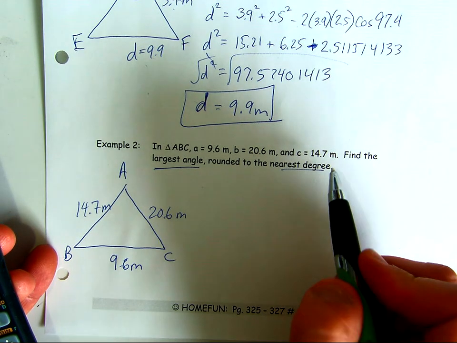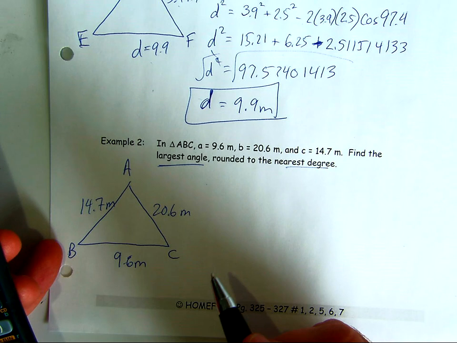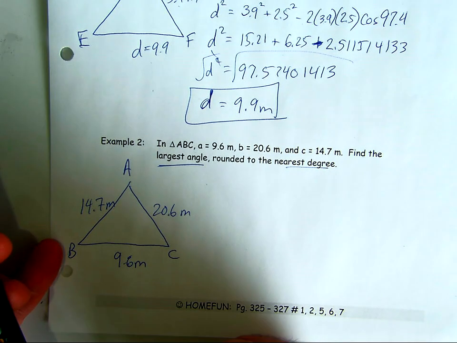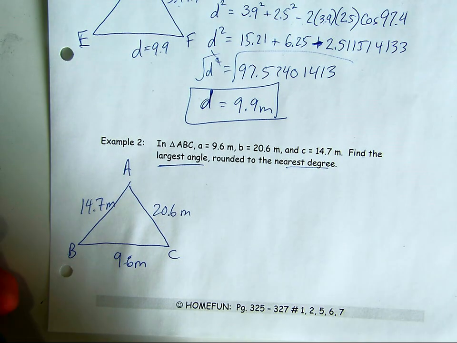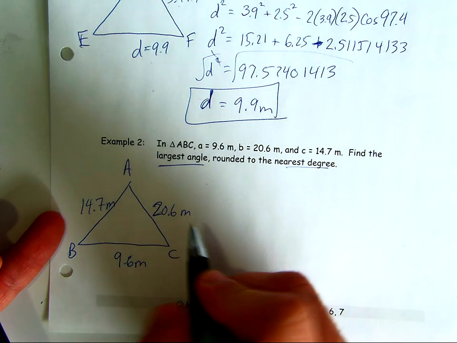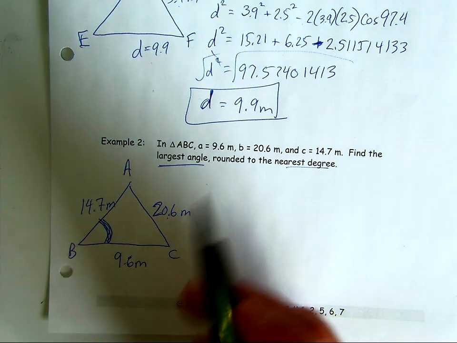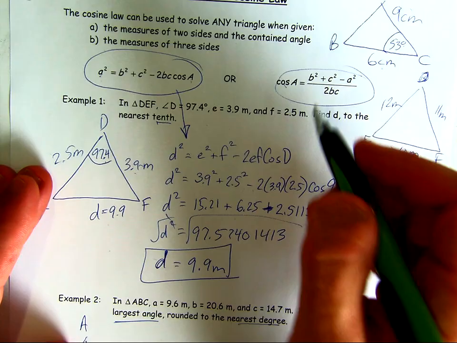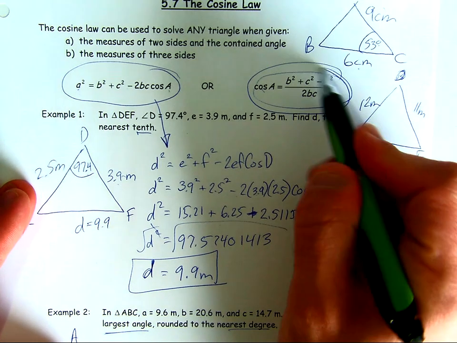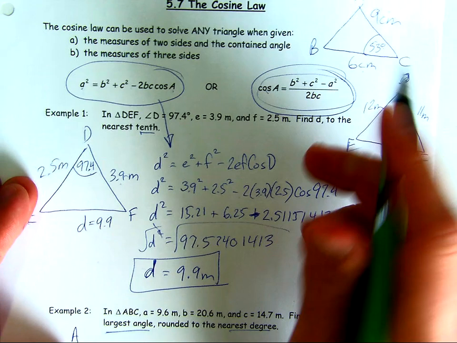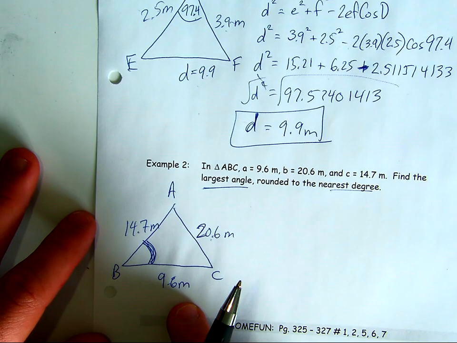So the largest angle obviously is going to be across from the largest side. According to this picture, this is the largest side, so the largest angle has to be angle B. So I'm looking for angle B. And of course, this is not a 90-degree triangle, so you cannot use trig ratios. So you have to either use the sine or cosine law.